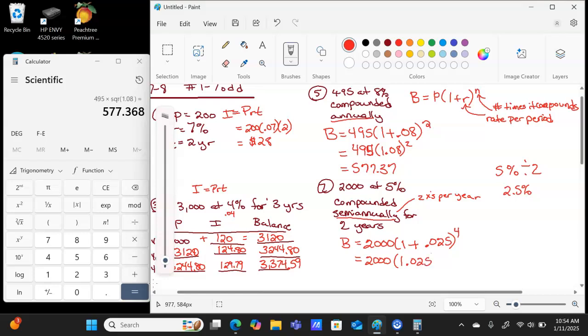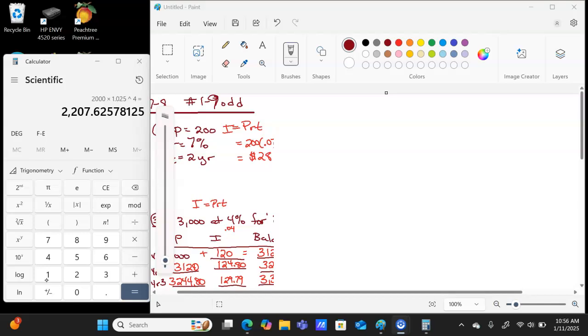So 2,000 times 1.025. You should have a button on your calculator that either looks like this or it may look like a caret, which is this symbol, which means raise it to the power. And I'm going to raise that to the fourth power, and I get $2,207.63 because we need to round to the nearest cent.